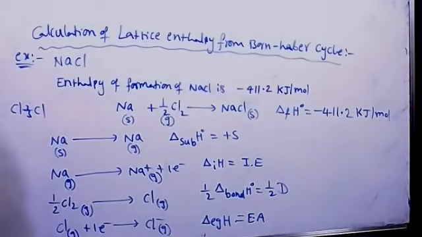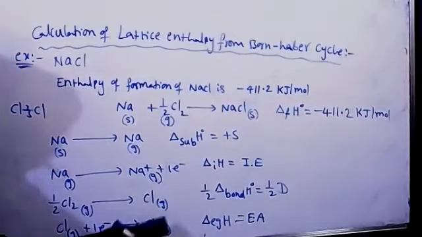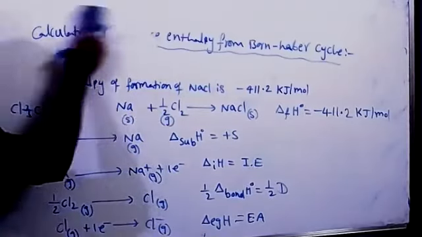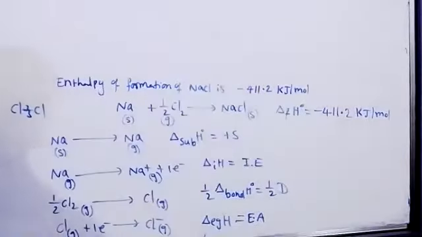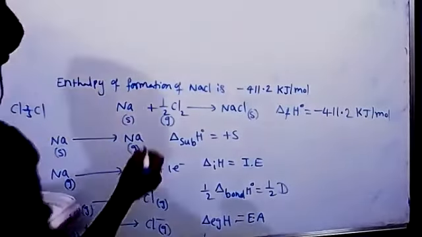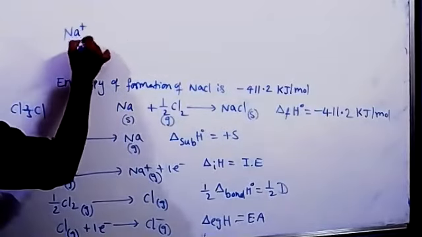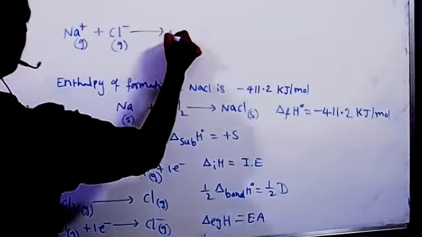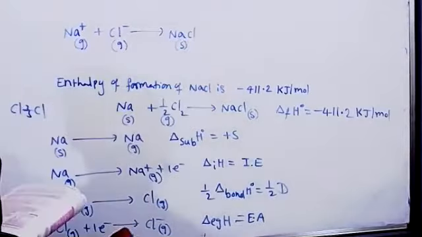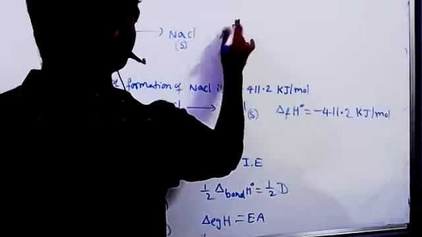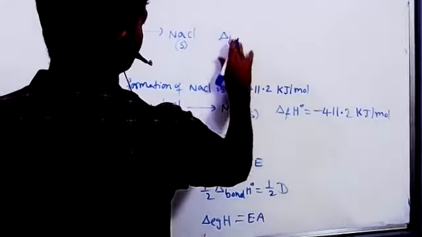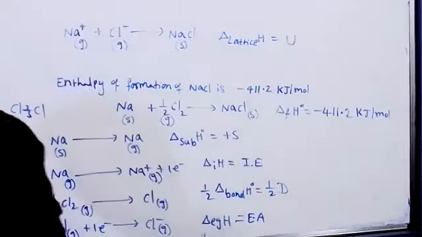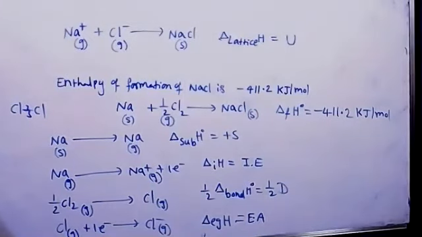The final step is that the Cl minus ion and Na plus ion come closer and give the NaCl compound. That is lattice enthalpy. One mole of gaseous Na plus ions and one mole of gaseous Cl minus ions form NaCl solid. During this process some amount of energy is released or absorbed; that is called lattice enthalpy. It is denoted with capital U.